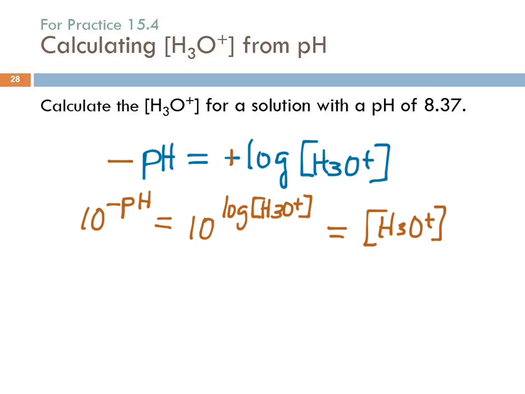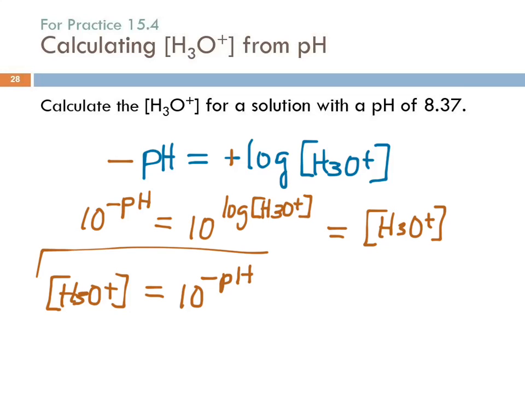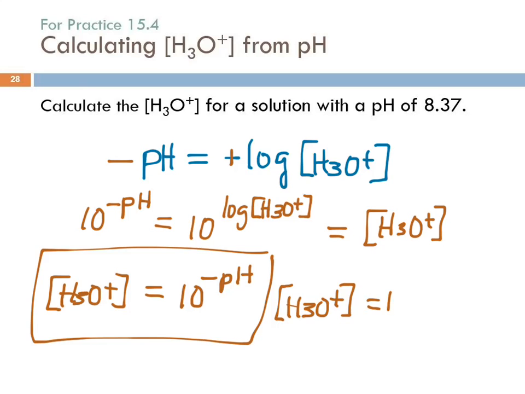So what we come up with is that the hydronium ion concentration equals 10 raised to the power negative pH. It's helpful to remember that one. So for this particular example, H3O plus is going to be 10 to the minus 8.37. And that is not the proper format for a number, so don't just leave it that way, please. So get your 10 to the x and put in minus 8.37.